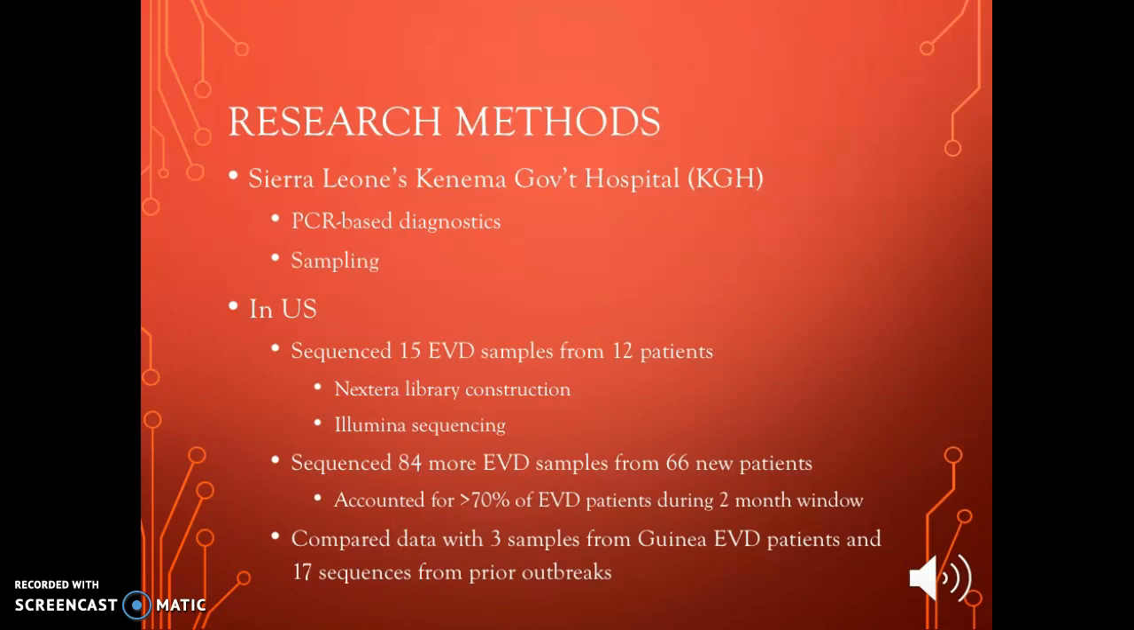The first case in Sierra Leone was from a woman who had attended a burial of an EBOV patient in Guinea. And so she had come back to Sierra Leone, and so she was patient 0 for that country. And then the researchers moved on to the US, where they took their samples with them. They began with 15 EVD samples from 12 different patients, and using these samples, they were able to identify Nextera and Illumina sequencing as their primary ways of being able to sequence the genomes of these viruses. They found that those were the most reliable.